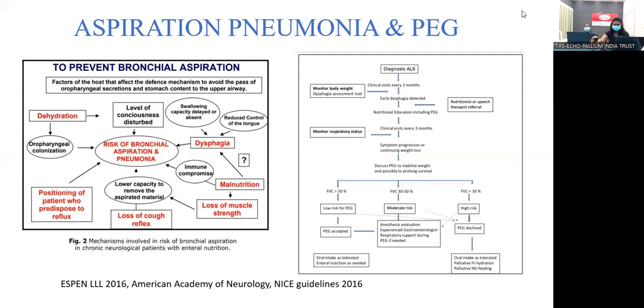So I think it's important to keep in mind that we make the call about PEG early, rather than when the patient has become very malnourished and has had many, many bouts of aspiration pneumonia. So it's a discussion about goals of care that we have to have with the family.